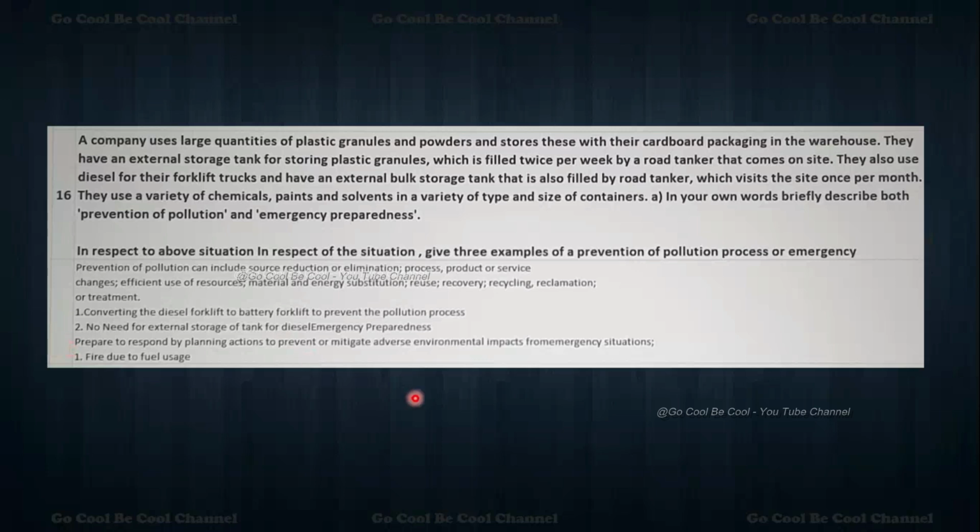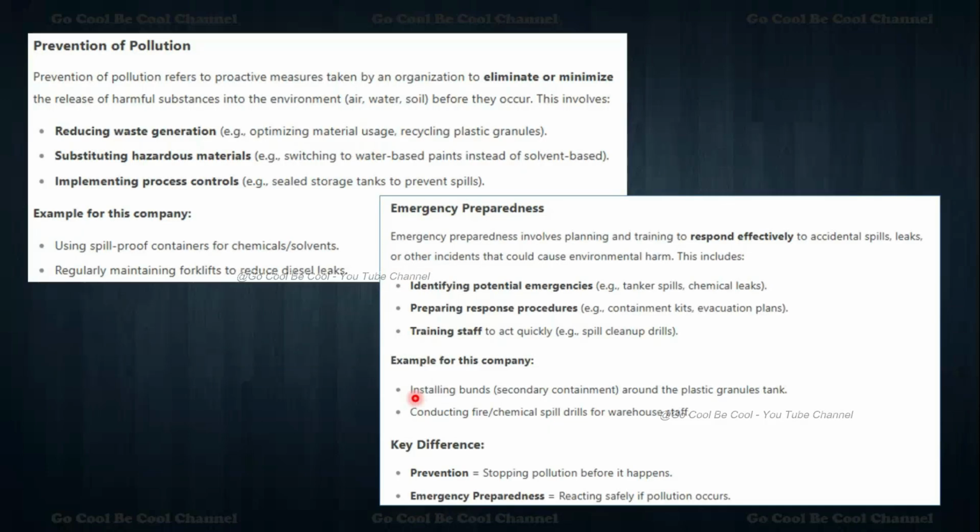Here also we can write it. It's very simple, very precise, so like that we can cover it. Prevention of pollution refers to the proactive measures taken by an organization to eliminate or minimize pollution. Reducing waste generation, substituting hazardous material, implementing process control. Examples for this company: using spill-proof containers, and regular monitoring of these kinds of things.